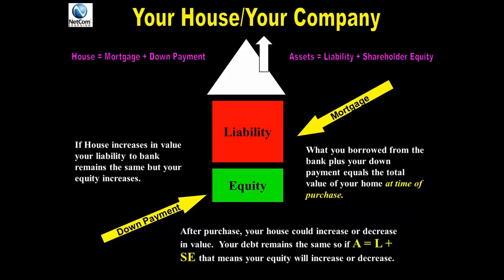So, how does the value of your assets go up? Well, what you borrowed from the bank plus your down payment again, that equals the total value of your house. But after purchase, your house could increase or decrease in value. Regardless, your debt to the bank remains the same. So if assets equals liability plus shareholders' equity, that must mean that if your house goes up in value, not the liability, but your equity amount must increase. And conversely, if your house decreases in value, again, your liability to the bank remains fixed, so that means that the equity portion of the house must decrease.